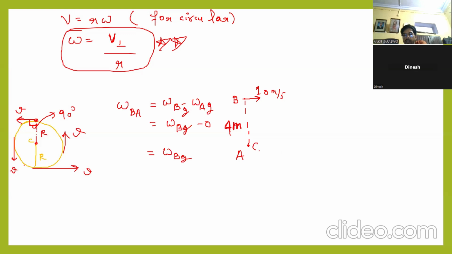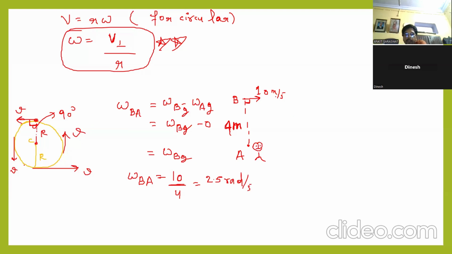You are standing here. With respect to A means the observer is here. So according to A, what is the angular velocity? The formula is perpendicular velocity divided by r. The perpendicular velocity is 10 and R is 4. So the answer is 10 by 4, which is 2.5 radian per second. Clear?